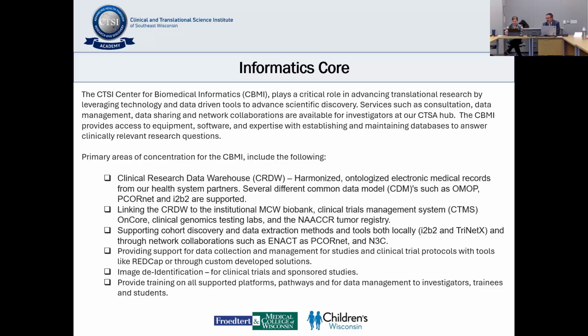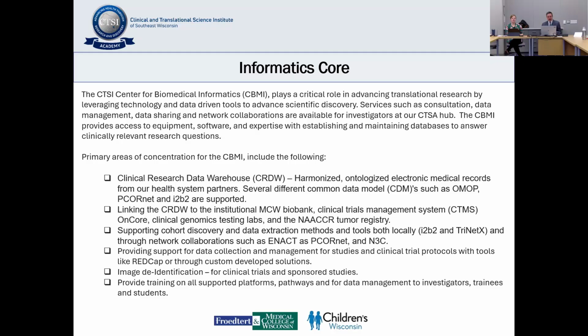So what is the informatics core within the CTSI? We play a critical role in helping facilitate the use of data, from cohort characterization and discovery to supporting clinical trials. We've supported a number of different initiatives within our team to support those things. The one I want to highlight is the CRDW, the Clinical Research Data Warehouse. If you've not heard about the CRDW, you will throughout the rest of this presentation because everything is built off of it. It supports a number of different things like common data models like OMOP and PCORnet.